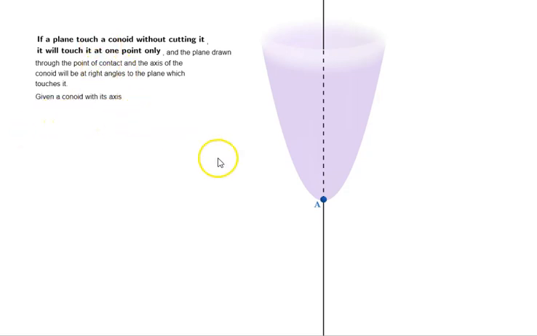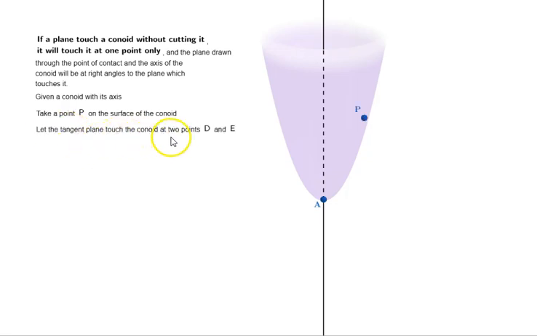Given a conoid with its axis, take a point P on the surface of the conoid. Let the tangent plane touch the conoid at 2 points D and E. So first let's draw the plane through P. That is a tangent plane through P. And let's say it is not touching at 1 point, let's say it is touching at 2 points, that is D and E.